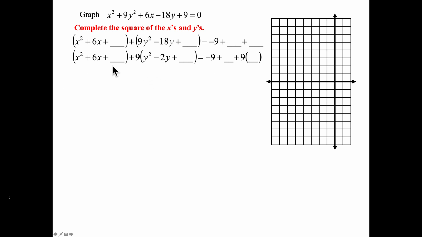All right, so complete our squares. Half of a positive 6 or plus 6 is a plus 3 being squared. That's a 9. Half of negative 2 is negative 1. I got ahead of myself there. We're going to square that, and that's a 1. So negative 9, positive 9 cancel. We're left with a 9 over here.